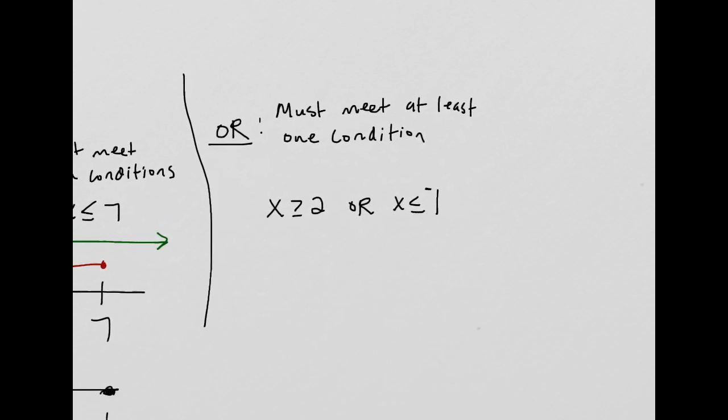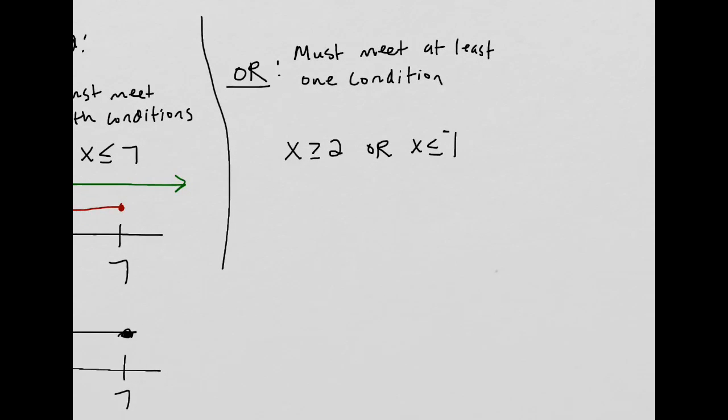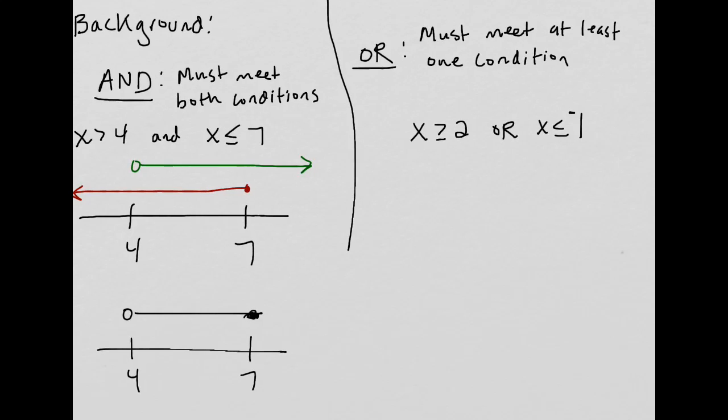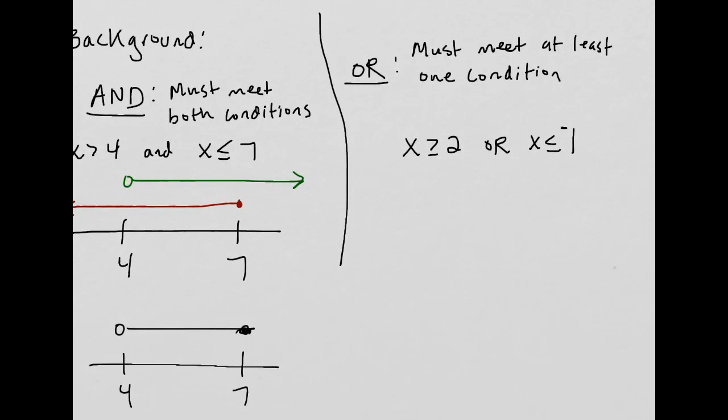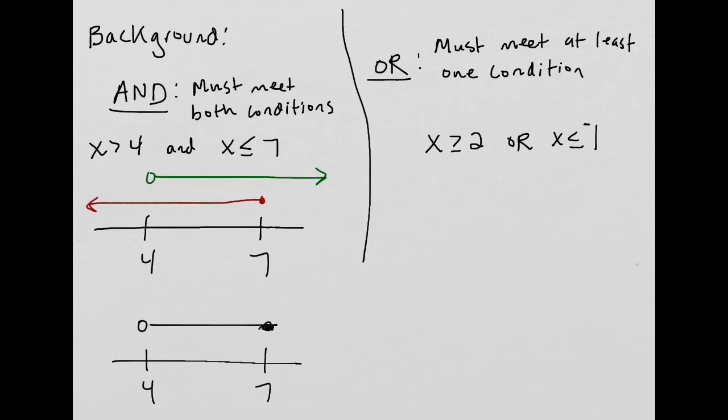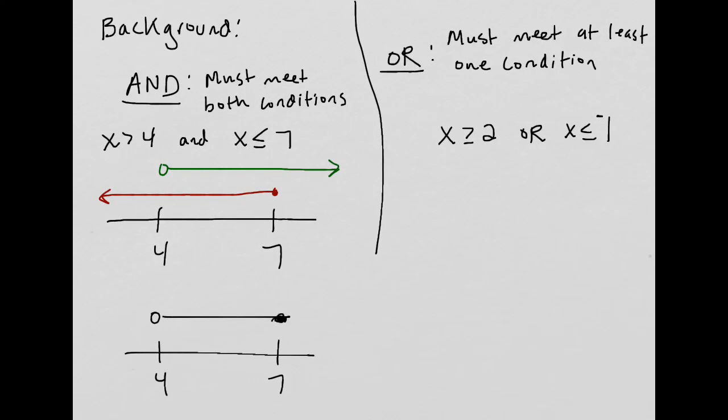So let's look at or. When we use the word or, we really mean only one condition must be met, or more accurately, at least one condition must be met. So let's look at this example. We've got x is greater than or equal to 2, or x is less than or equal to -1.